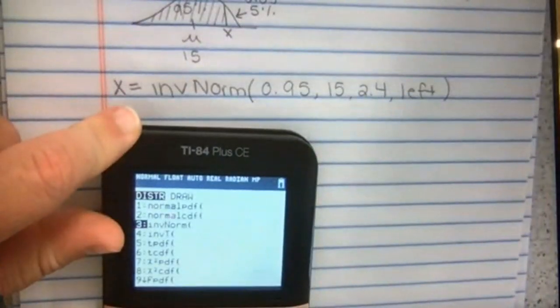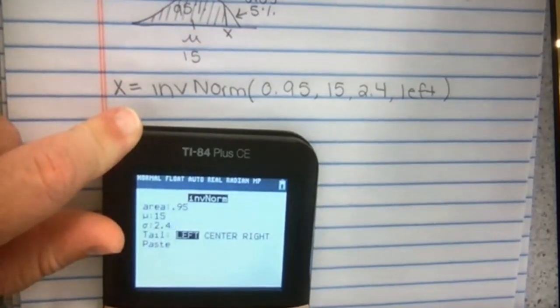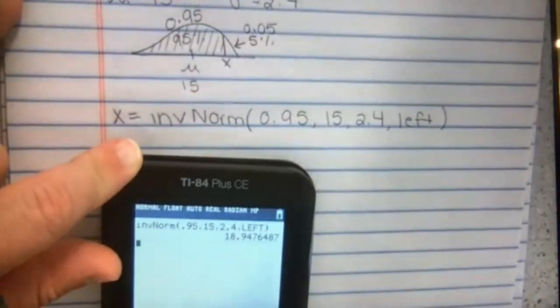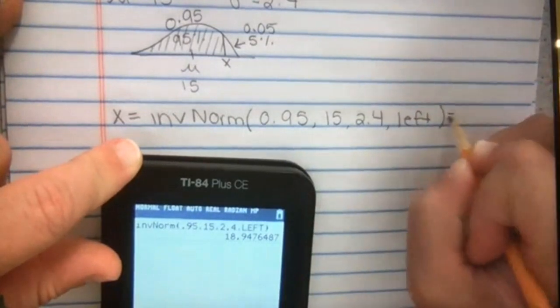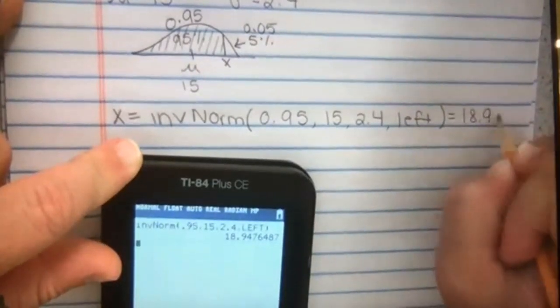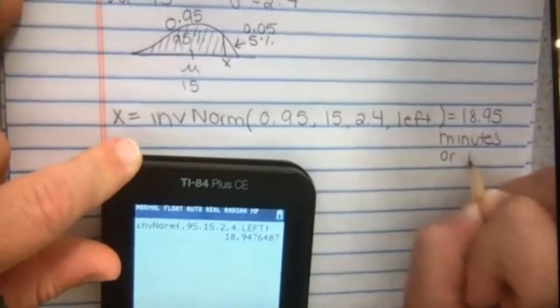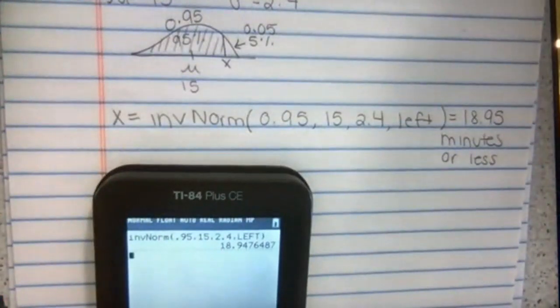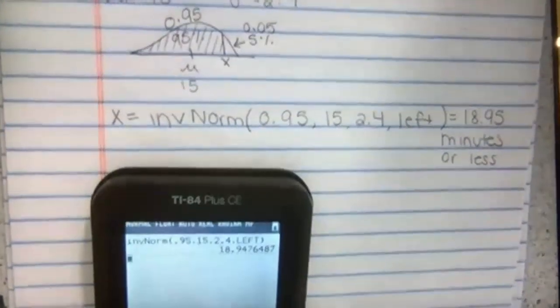So second VARS, inverse norm. Our area is 0.95. Our mean is 15. Our standard deviation is 2.4. And that's area to the left. And boom, that is our answer. So it's saying it has to be 18.95 minutes or less. So in order to give the discount to only 5%, that means their wait time needs to be less than 18.95 minutes.